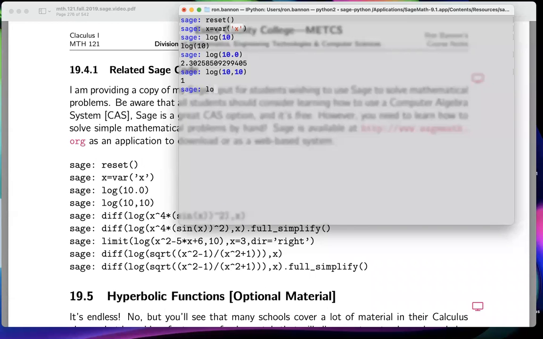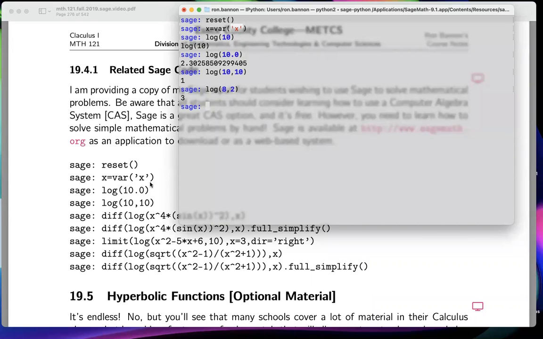Let me type this in, log. Let me do 8 base 2. What should that be? It should be the number 3. Got it. All right. Where'd you learn about logs? In Math 119. You may have to go back and review Math 119. Review what you were taught about logs in Math 119. All right. It's important.